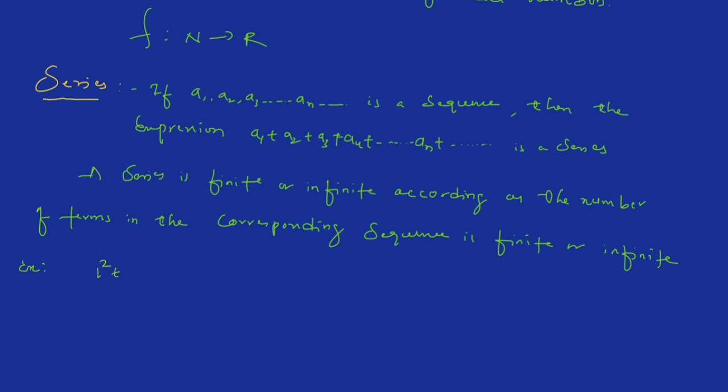1 square, 2 square, 3 square plus so on. 1 plus 3 plus 5 plus so on. It is a series, the definition of series with respect to examples, right? So now we conclude what is series and what is sequence.